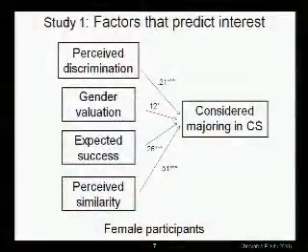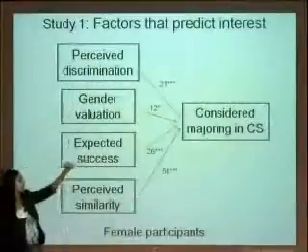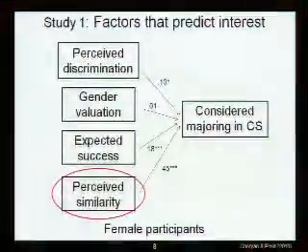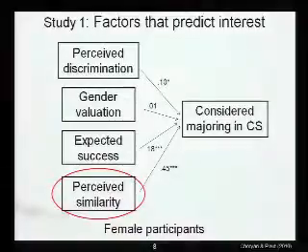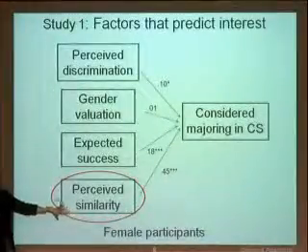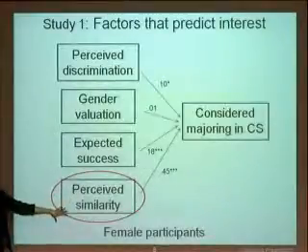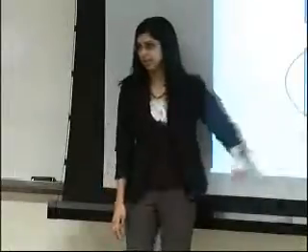So if we just look at our women and we look at what predicts their interest in computer science, you can see that all these things matter. But if we statistically control for all of them, so we can see which ones come out as the strongest, we see that it's this one here that really makes a big difference. Perceived similarity to computer scientists: the more women thought they were similar to computer scientists, the more interest they expressed in computer science. And the women who didn't think they were similar to computer scientists, those are the ones who said, no thanks, I'm not interested in that field.